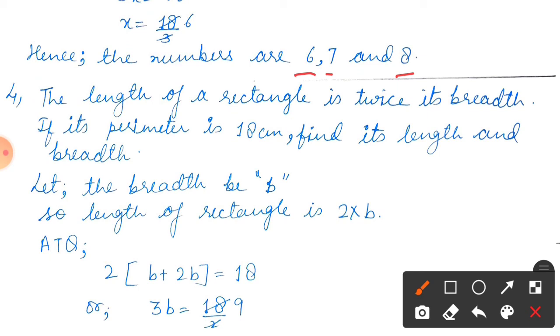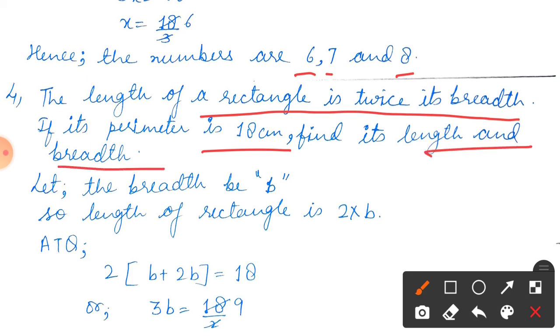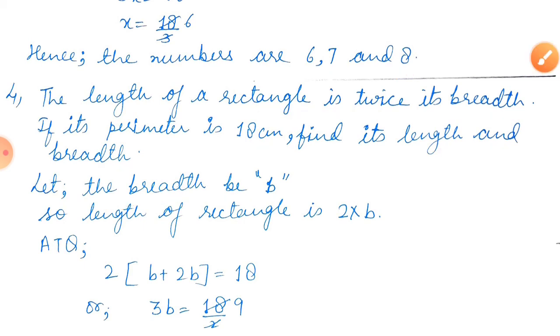Now question number 4 is, the length of a rectangle is twice its breadth. The relation between length and breadth of the rectangle is given. Now the next condition is, the perimeter is 18 cm. Find its length and breadth. So what we need to assume here is, let the breadth of the rectangle be b. So according to the given condition, its length will be 2 into b.